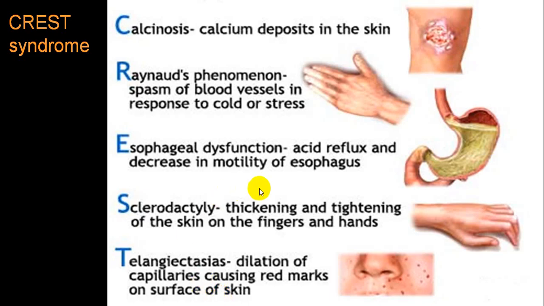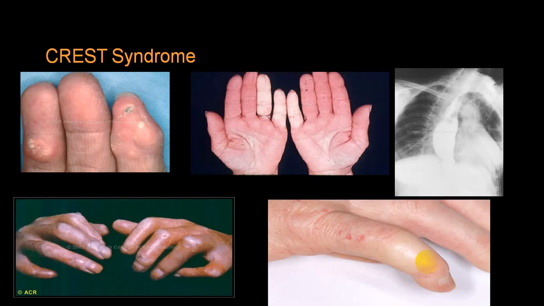This is classical CREST syndrome: calcinosis or calcinosis cutis, Raynaud's phenomenon, esophageal motility problems with acid reflux, sclerodactyly, very typical, and telangiectasia. This will be more common in the limited variety. So typical CREST syndrome, this is calcinosis cutis, Raynaud's phenomenon, pulmonary fibrosis, and you can get telangiectasia. This is sclerodactyly, calcinosis cutis, Raynaud's phenomenon, esophageal motility.